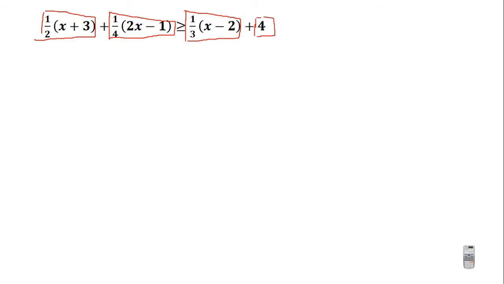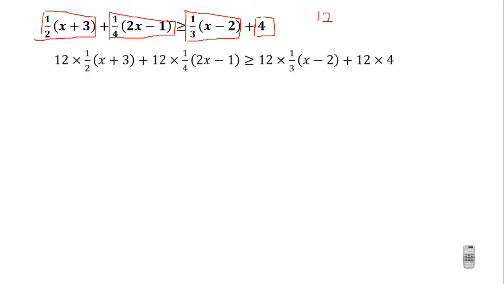Don't forget that our LCM is 12. So you multiply each term by the LCM. This means that you are going to have 12 times the first term, plus 12 times the second term, which is 1 over 4 into bracket 2x minus 1. Then you bring your inequality sign, greater than or equal to 12 times 1 over 3 into bracket x minus 2, plus 12 times this term here, which is 4.